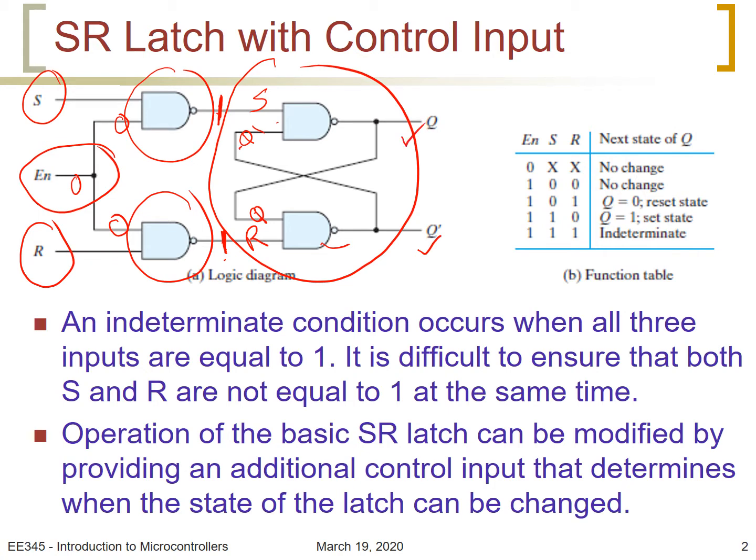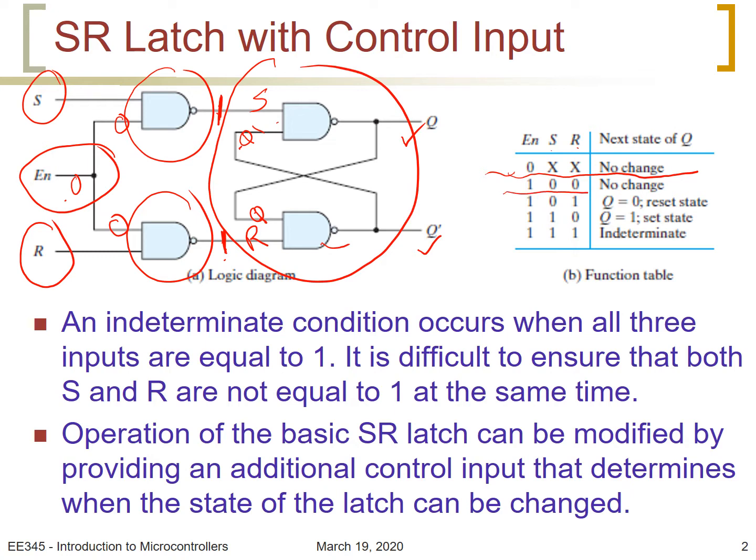So with this, we say that nothing will happen to the latch, no change, irrespective of the value of S and R. So S and R are don't care. If enable is 0, the latch will hold its state. But let us now look at what will happen when the enable is 1.